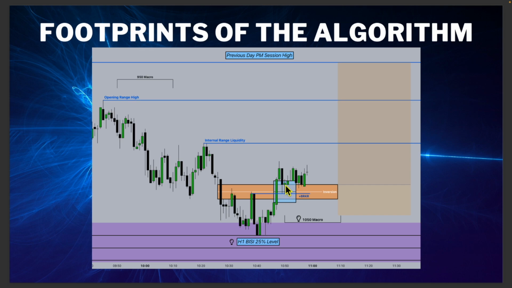The bodies are respecting the high of this inversion. Okay? So I'm starting to see, after I see us wick away and the bodies respect the high here, I'm confident that we're at least going to go get this internal range liquidity. Okay, that's my first target. It's my second target. And then my third was previous day PM session high.